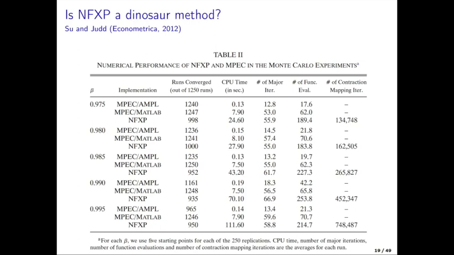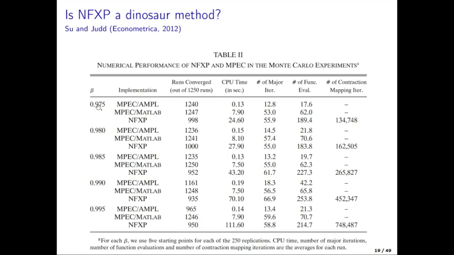And look at this. The first thing you look at is the computer time here. This is in seconds on a Mac Pro, and it's 24 seconds, whereas MPEC AMPL is 0.13 seconds. So this sounds like a really big advantage of this method. MPEC MATLAB is surely slower because now you're not relying on those second order derivatives, but it's still faster than NFXP.